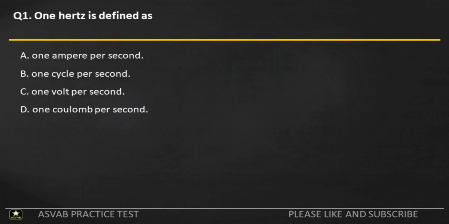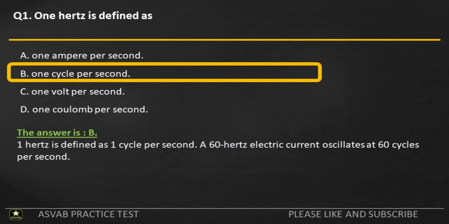Q1. 1 Hertz is defined as A. 1 ampere per second, B. 1 cycle per second, C. 1 volt per second, D. 1 coulomb per second. The answer is B. 1 Hertz is defined as 1 cycle per second. A 60 Hz electric current oscillates at 60 cycles per second.